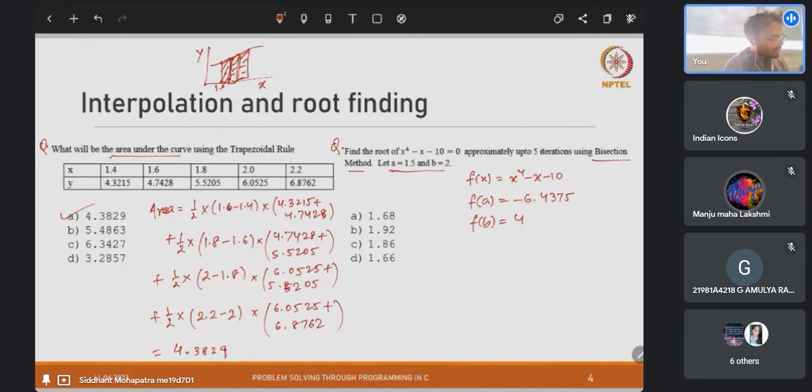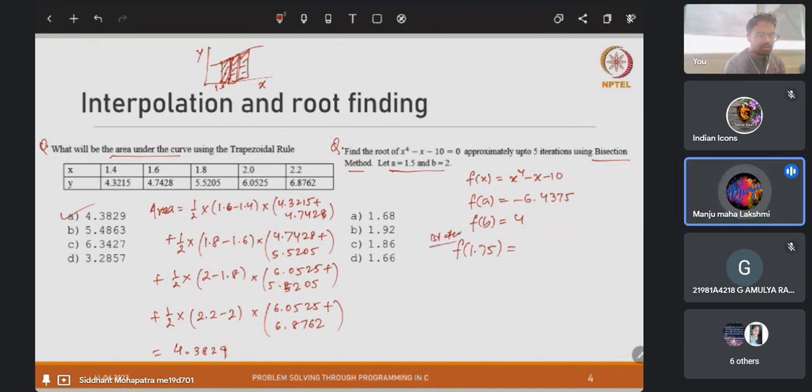Okay, now if both are on opposite sides, that is, opposite signs, we calculate the value at 1.5 plus 2 by 2. So basically the midpoint of 1.5 and 2, which is 1.75. We calculate the value at 1.75, and this is the first iteration of the bisection method.